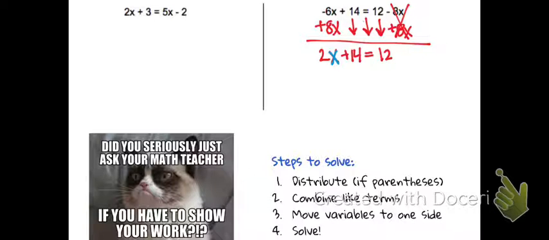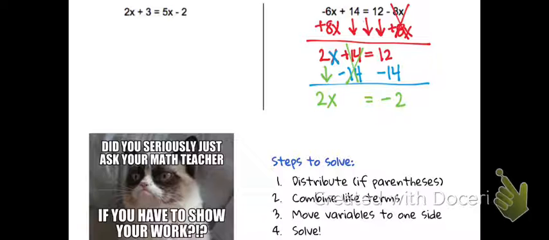Remember, with two-step equations, there's two things going on. With this one, I'm multiplying x by 2, and I'm adding 14. I always undo what's added or subtracted to the variable, so I'm going to undo that plus 14 by subtracting 14. And then add down. So here, nothing to combine with the 2x. Plus 14 minus 14 cancels out, and then 12 minus 14 is negative 2.